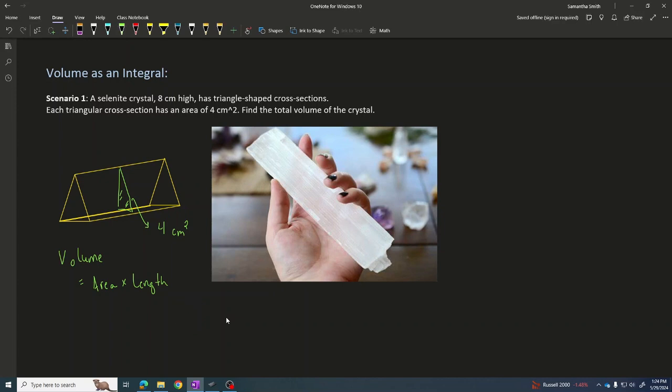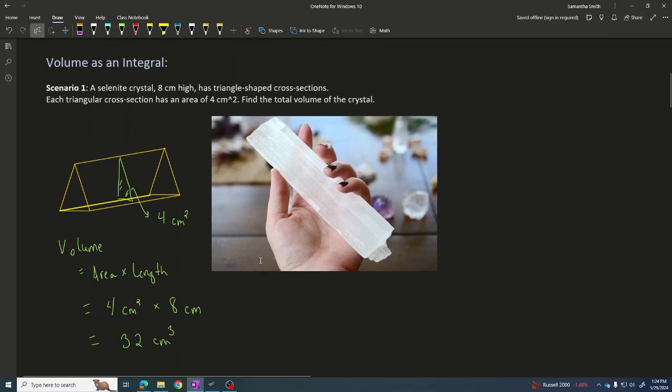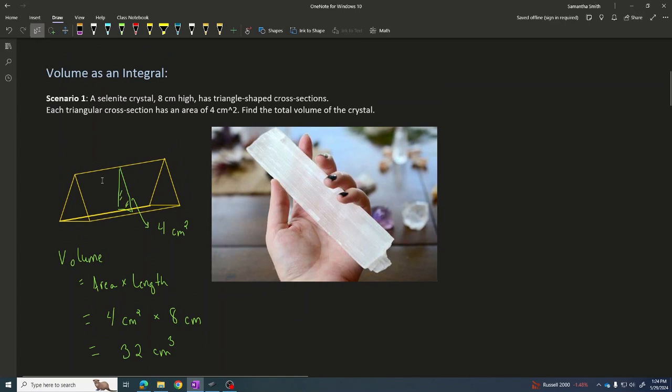This is a similar idea, except that instead of dealing with a rectangular shaped base that's gotten stretched out along a height, here we've got a triangle shaped base that's stretched out along a length. In this particular example, if the cross-sectional area, the area of each triangular slice of this crystal, is 4 square centimeters, and if the length of the crystal is 8 centimeters, then just by multiplying the area and the length together, we get a total volume of 32 cubic centimeters. So this would be the volume of the selenite crystal in this example.